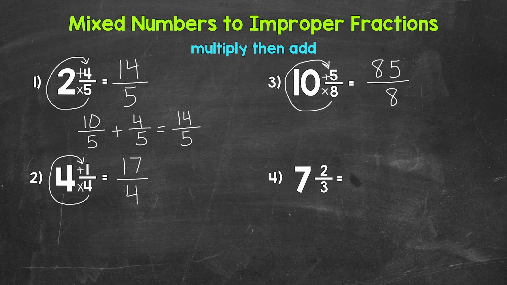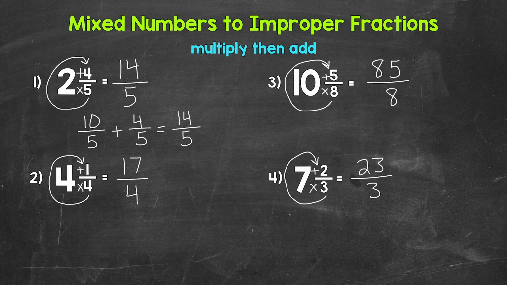And then lastly, moving on to number 4, we have 7 and 2/3. Let's multiply, then add in order to convert this to an improper fraction. 3 times 7 is 21. Plus 2 is 23. 23 is our numerator, and then we keep that denominator of 3 the same. So 7 and 2/3 equals 23/3. So just remember, when we write mixed numbers as improper fractions, we start at the bottom and we multiply, then add. So there's how to convert mixed numbers and improper fractions.